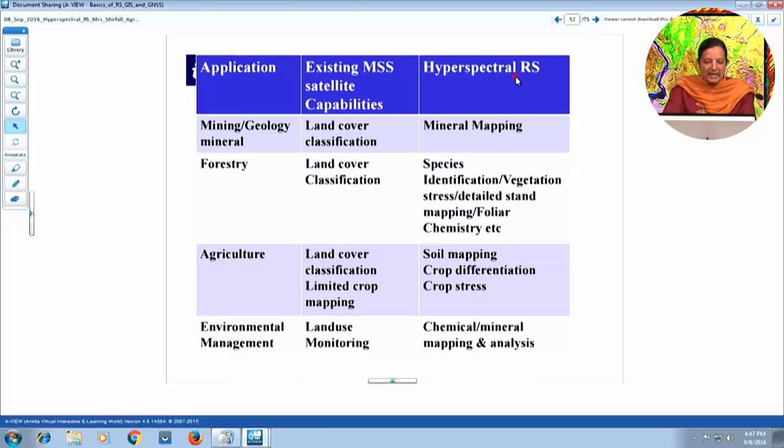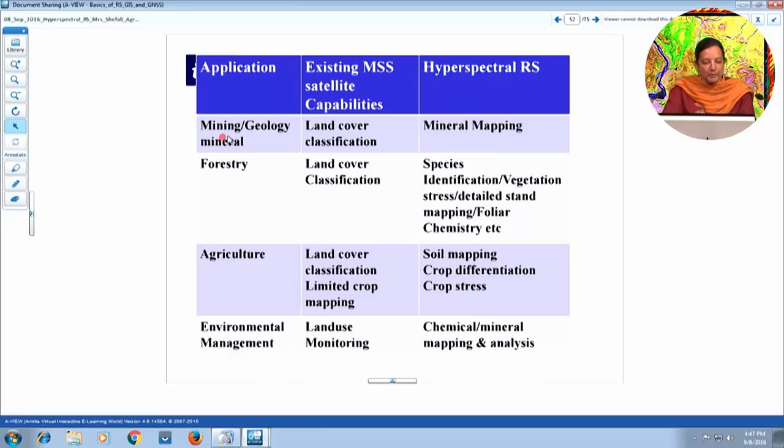Now we'll talk about the applications, the potential applications of hyperspectral vis-a-vis the multispectral datasets. If we talk about the major applications, mining, geology, forestry, agriculture, environment, what you can get from multispectral and what added information you get from hyperspectral.